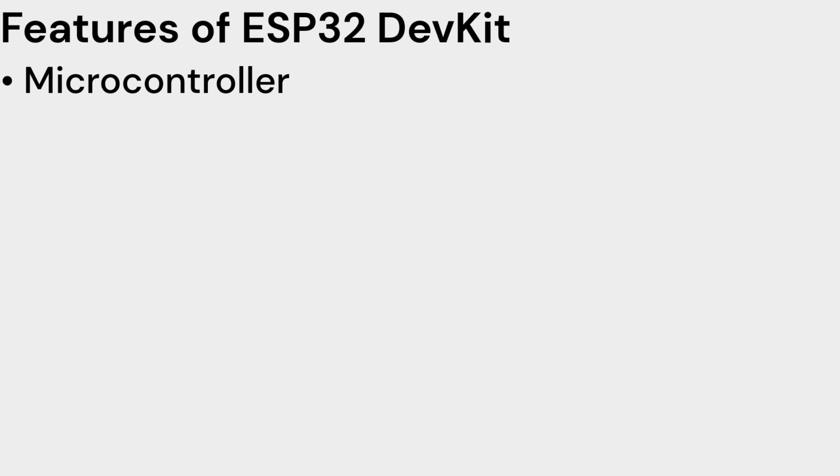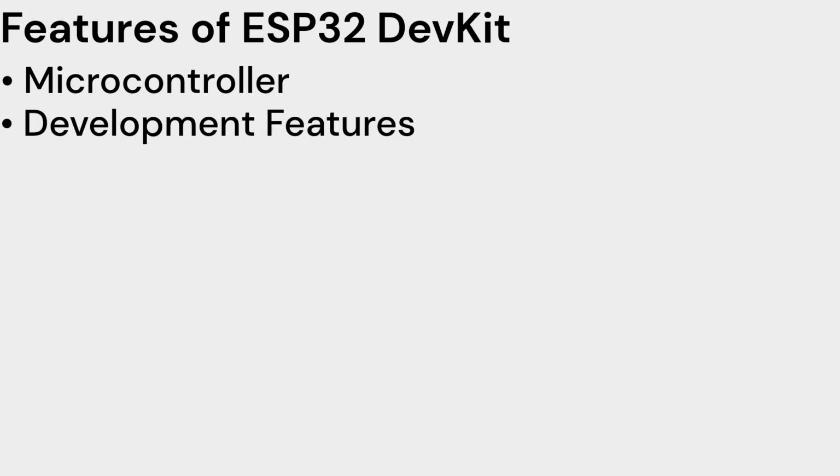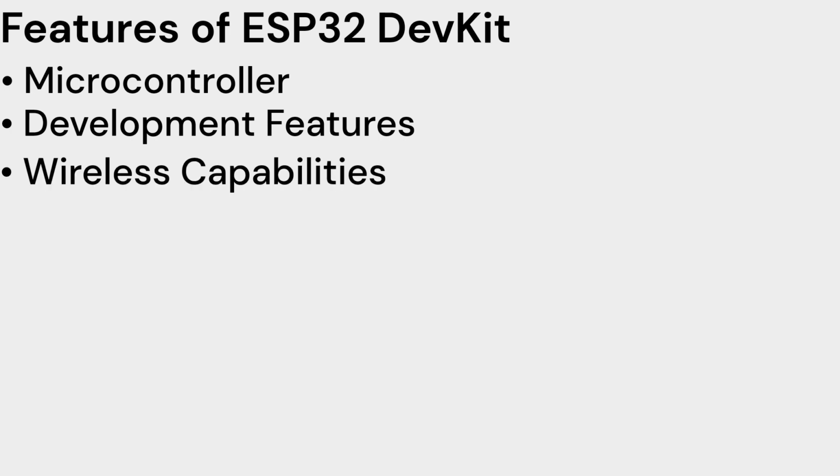The ESP32 is a dual-core microcontroller with integrated Wi-Fi and Bluetooth based on the Xtensa LX6 CPU architecture. Development features: it includes a USB to UART interface for programming and debugging, as well as GPIO pins for connecting external sensors and peripherals.